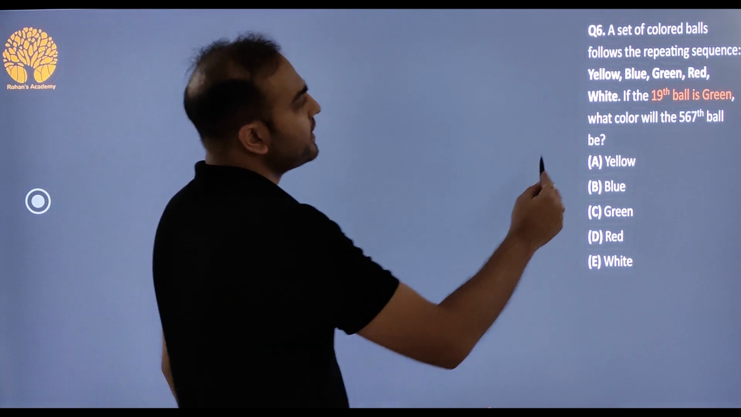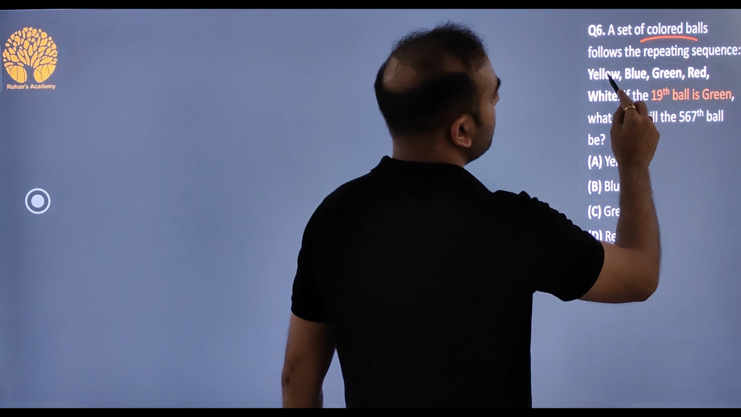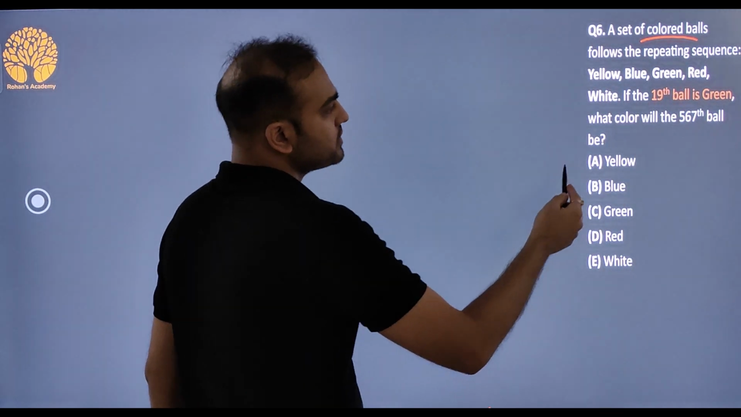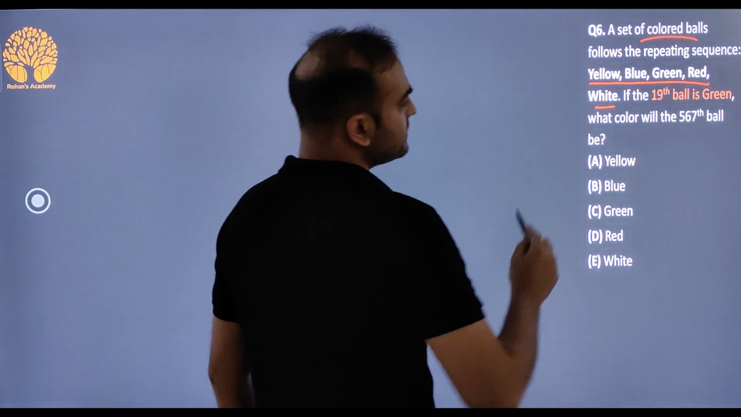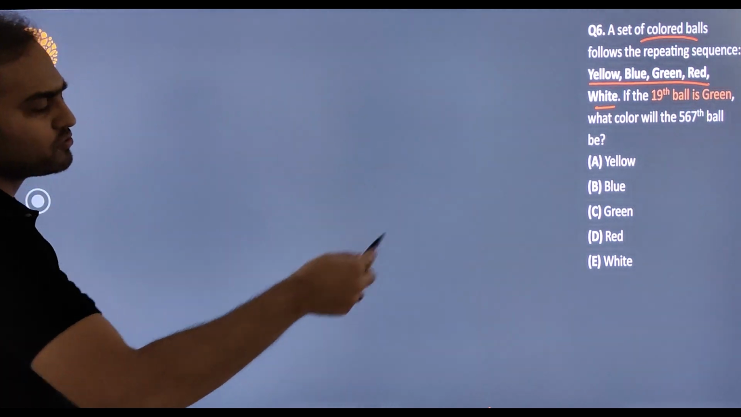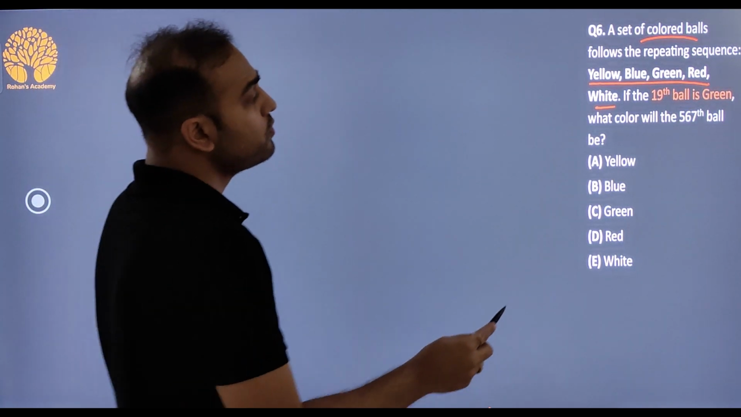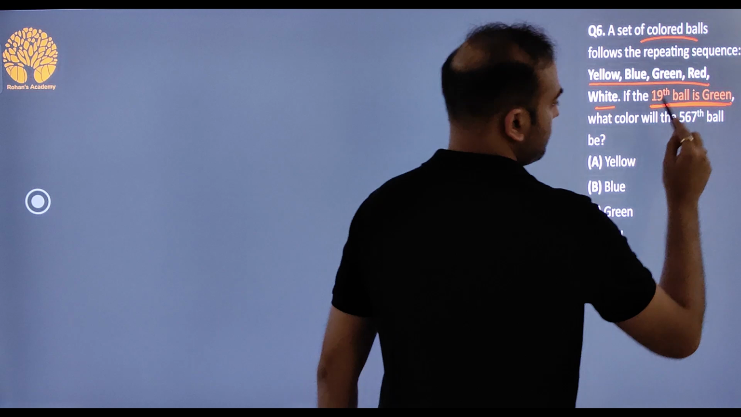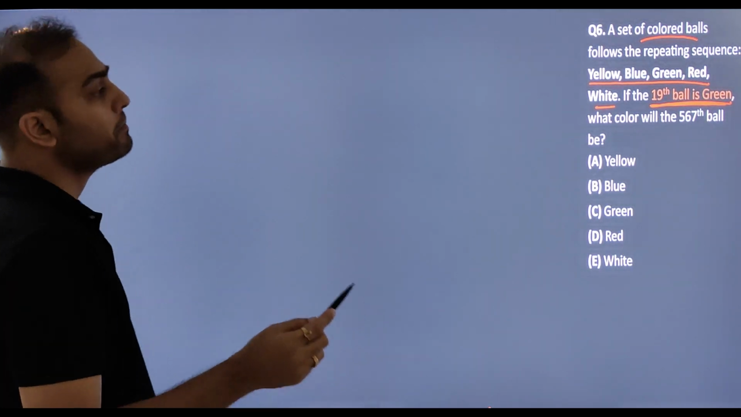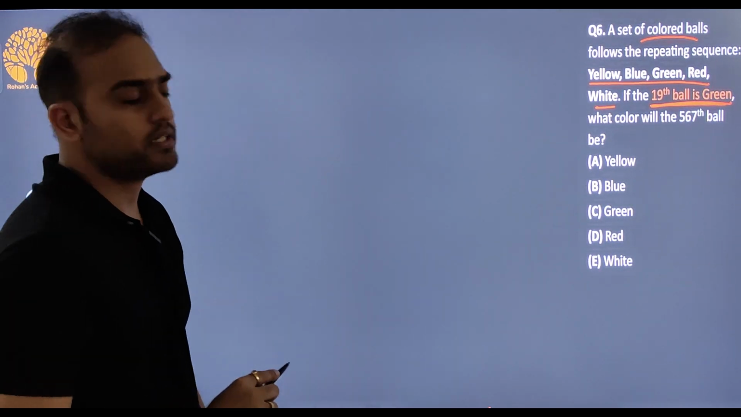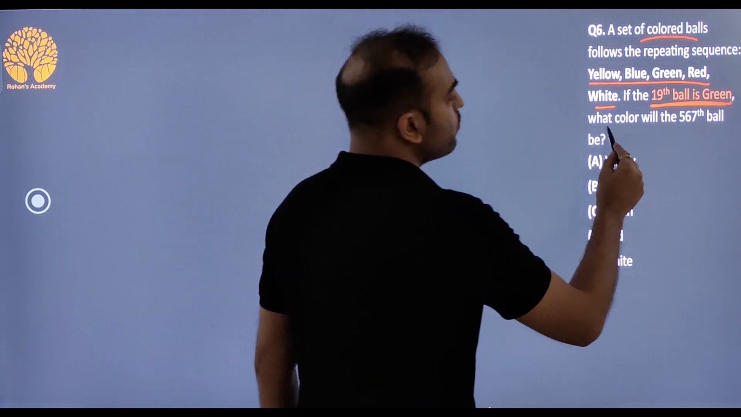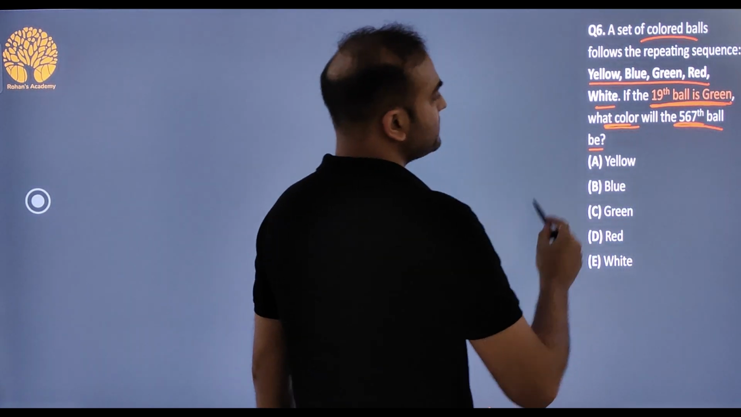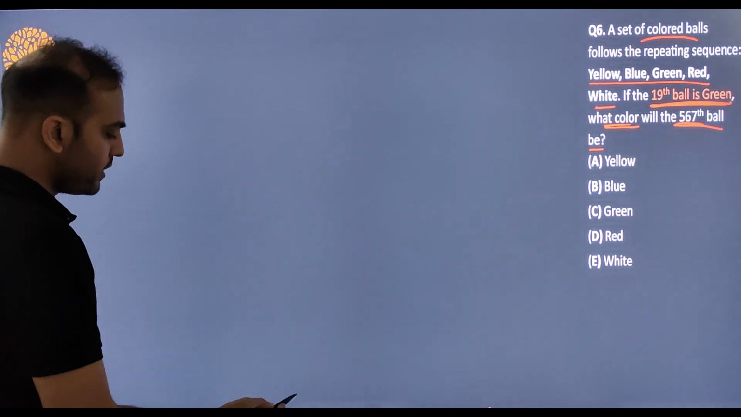Alright, another interesting question. We have a set of colored balls and the color order is this: yellow, blue, green, red, white and so on. Now we know the 19th ball is green. We don't know what the first one is, but we know the 19th ball is green. What color will be the 567th ball?